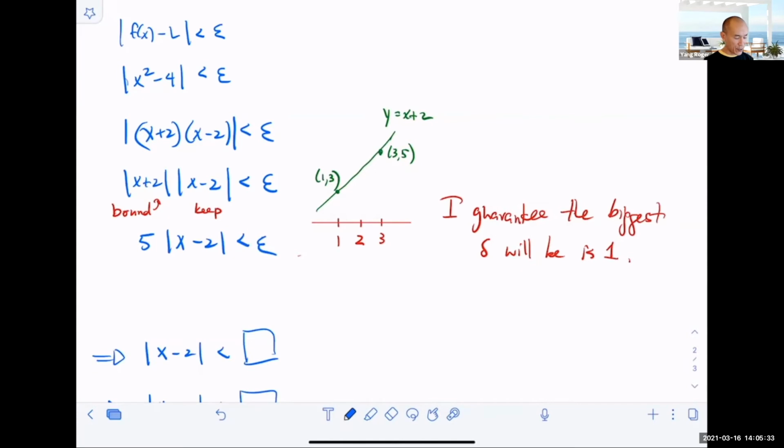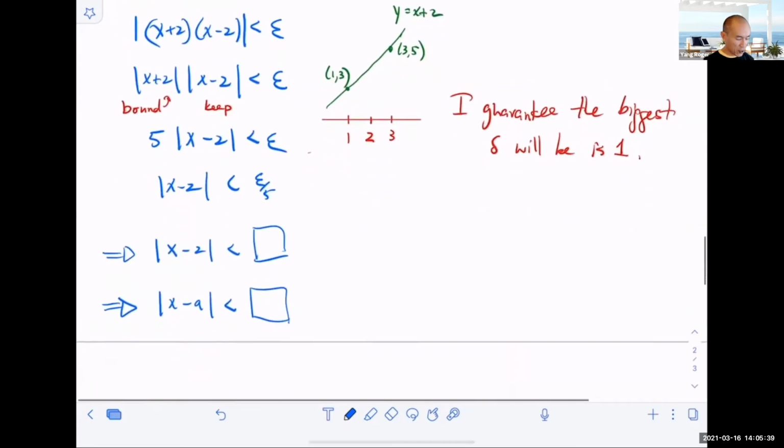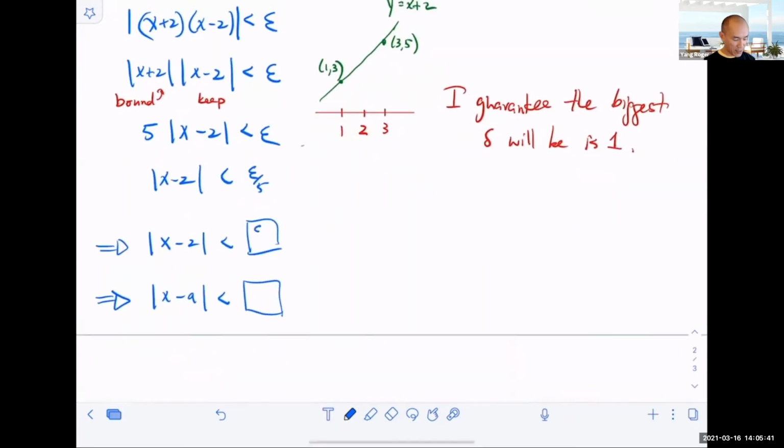Now all I've got to do is divide both sides by 5, and I get the absolute value of x minus 2 less than epsilon over 5. So my delta is epsilon over 5. Almost. In reality, my delta is the minimum of epsilon over 5 and 1. And this is how you want to find the delta in this case.